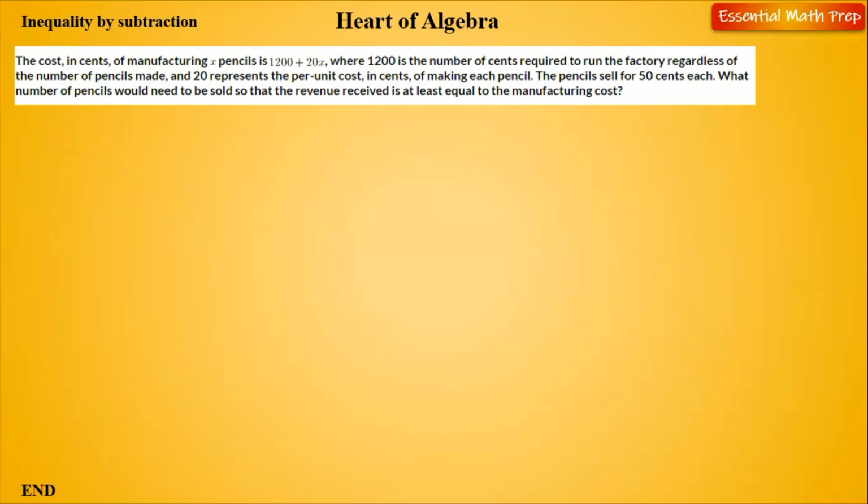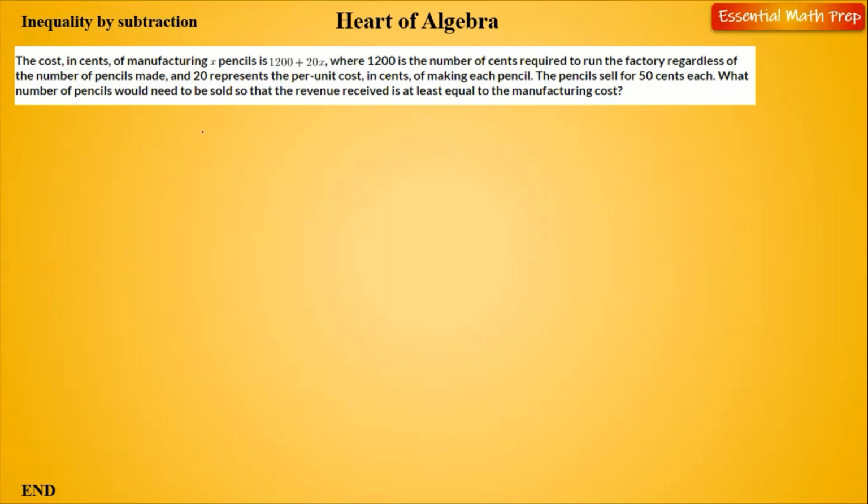What number of pencils would need to be sold so that the revenue received is at least equal to the manufacturing cost? So is it just equal or is it greater than or equal? Because think about it, nobody wants to do a business where they just break even. They don't want the cost of production and the revenue from selling the product to be equal. If you want profit, ultimately you want revenue greater than or equal to the production cost, right?